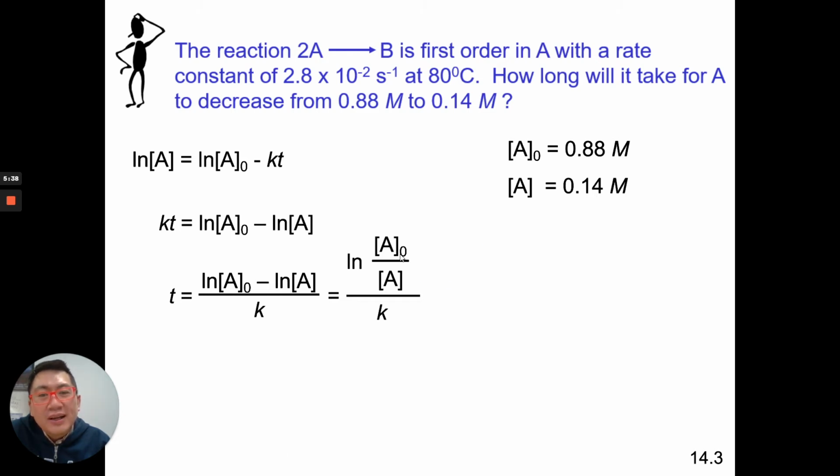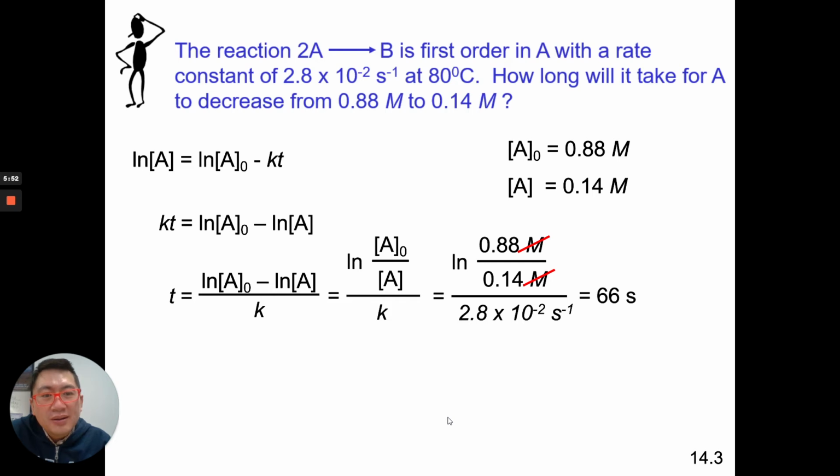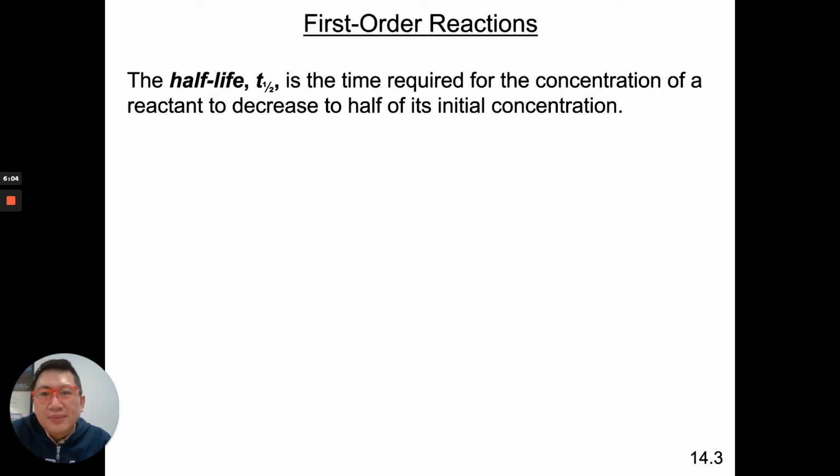Now, I know A naught, I know A, I know K. K is right there, it's given. Plug everything in. This is A naught, that's A, that's K. Notice molars cancel. And this is now plug in a calculator. I get 66 seconds. So how long will this reaction take? It'll take 66 seconds for this reaction. Okay, so that's not that bad.